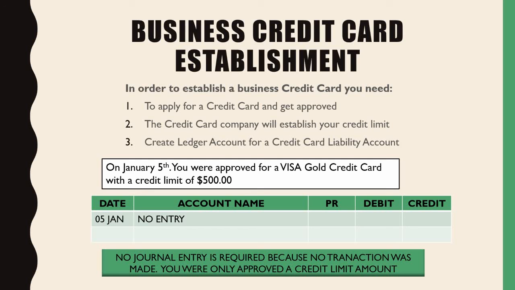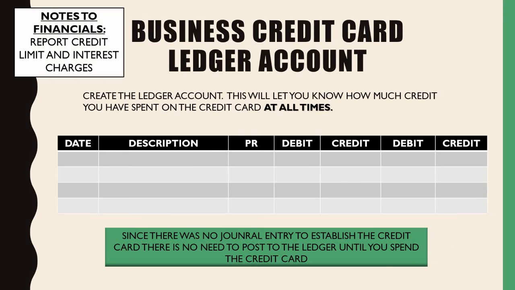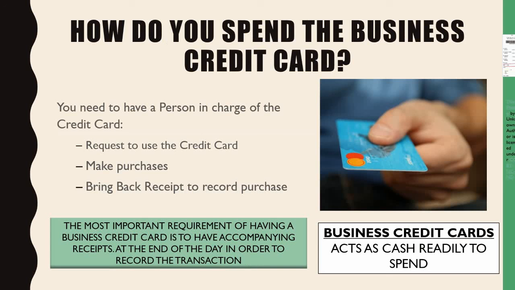However, when you receive the credit card and it has a credit limit of $500, you haven't spent the money. You don't owe them any money yet because you haven't spent it. So there's no journal entry necessary. Then I pop it into my ledger account, or I create one, but because I didn't spend any money yet, I just opened up the account. There's nothing I need to record because I didn't record a journal entry, so there's nothing I need to record in my ledger. So how do I actually spend the credit card?